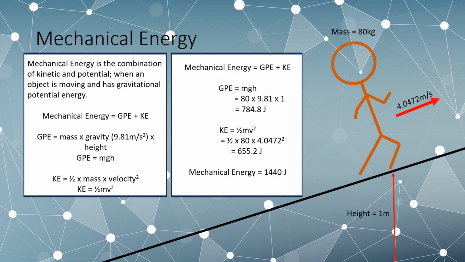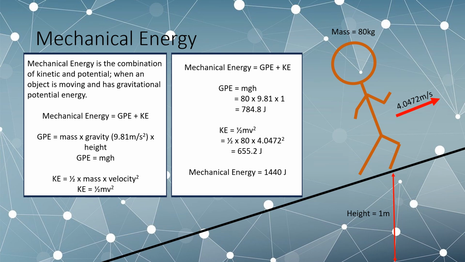Mechanical energy is the combination of potential and kinetic energy. When an object is moving and it has gravitational potential energy, we say it has mechanical energy. Writing that out as a formula, we could say mechanical energy is equal to gravitational potential energy plus kinetic energy. Let's look at an example now. Our runner has continued his run and is now running up a hill. Same mass, 80 kilograms, at a speed of 4.0472 meters per second. I know that number's a bit tricky, but I'll explain why shortly. And a height of 1 meter.